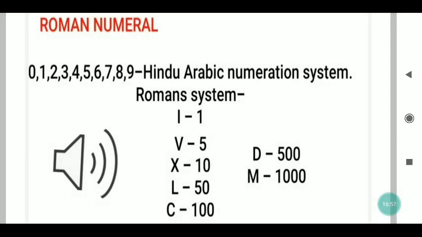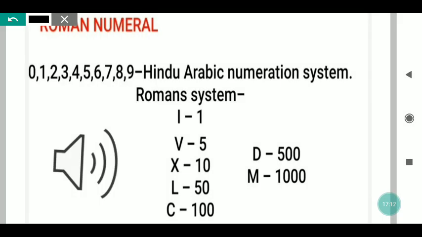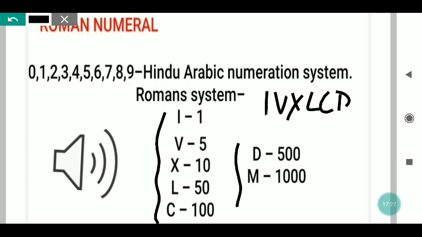Next, which we are having with us is Roman numerals, or we can say Roman numeration. Already we have discussed so many times that Roman numerals are based on 7 symbols. What are the 7 symbols? These are the 7 symbols, my dear: I, V, X, L, C, D, M. You have to learn this: I, V, X, L, C, D, M.